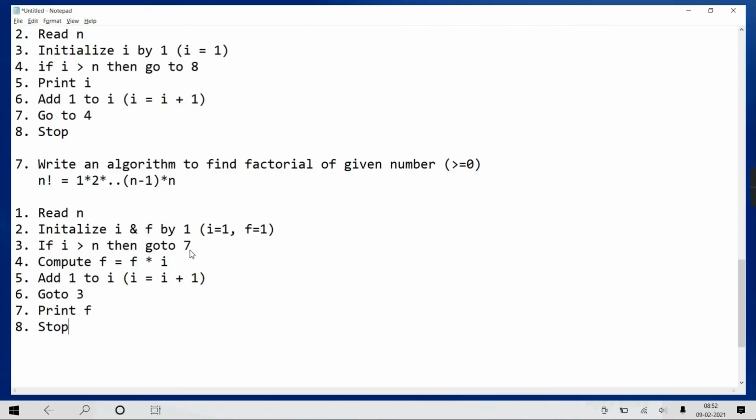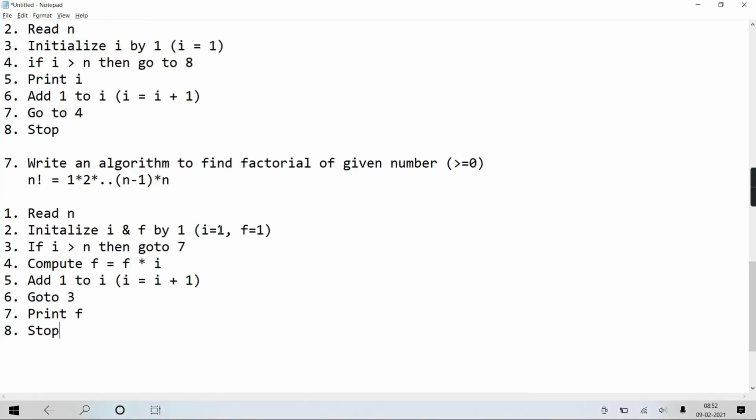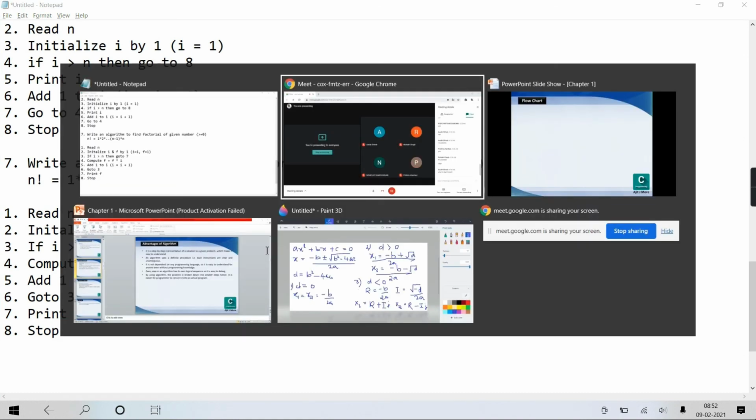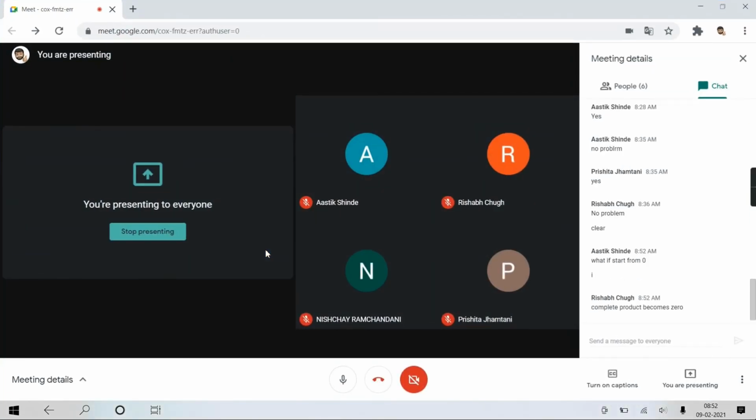Do you start from 0, I or f? I. Very good, Rishabh already told. Because you are multiplying that f with I. So when you're multiplying f with I, and if I is 0, till the end your answer will be 0, because anything multiplied by 0 is 0.